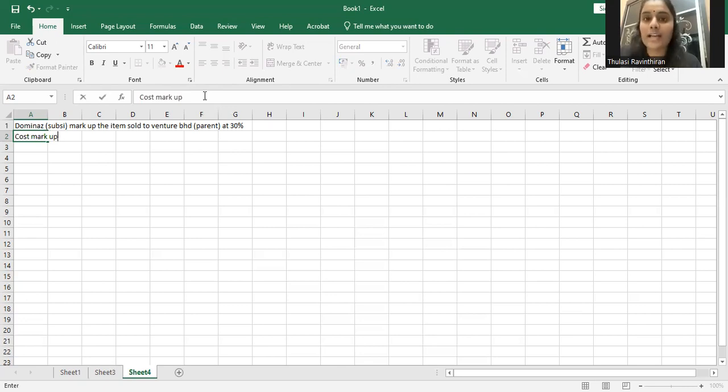Or, Dominus Berhad marks up the item sold to Venture Berhad reduced to 30%. Its meaning is also the same. They are giving the percentage directly. So let's see the example for indirectly.